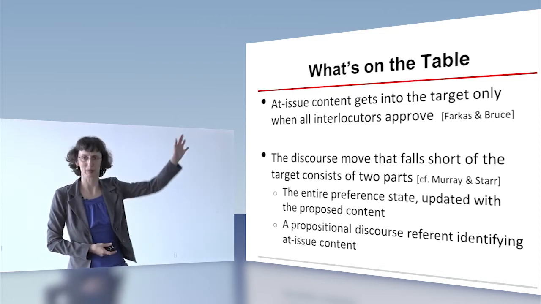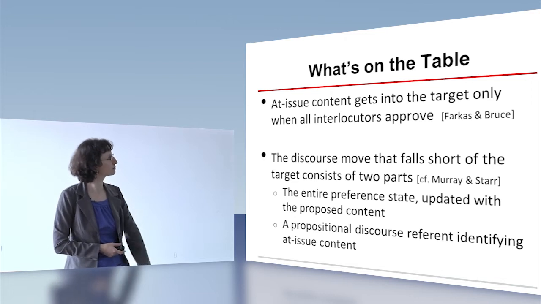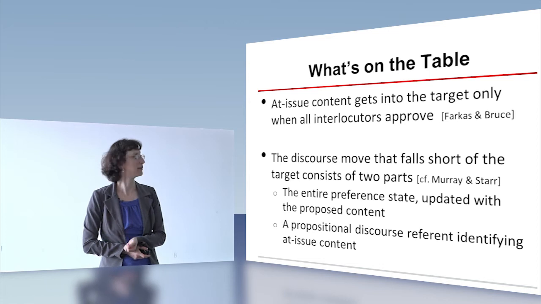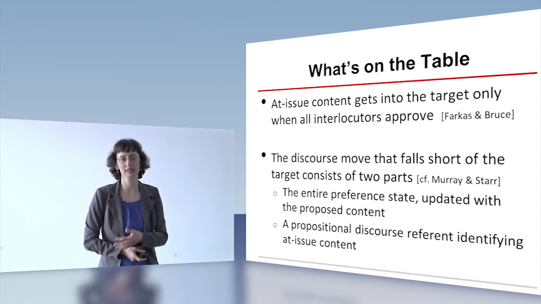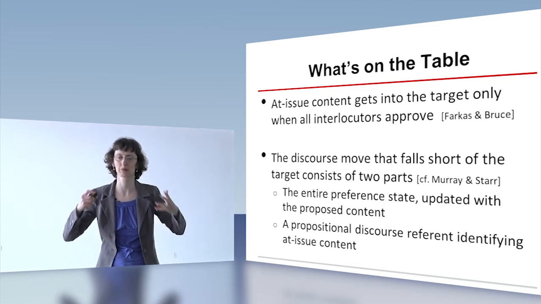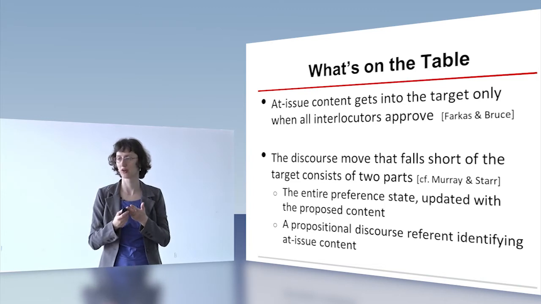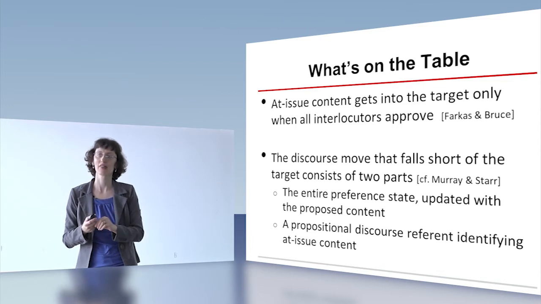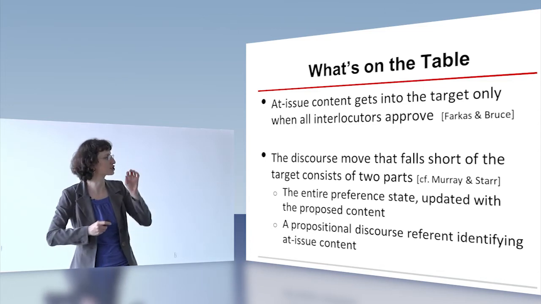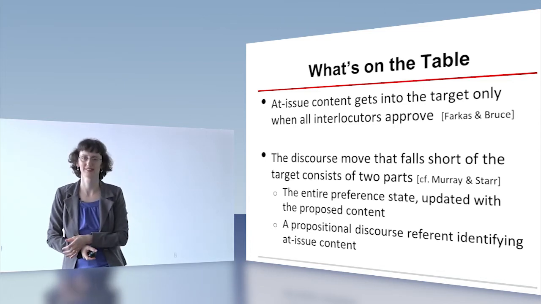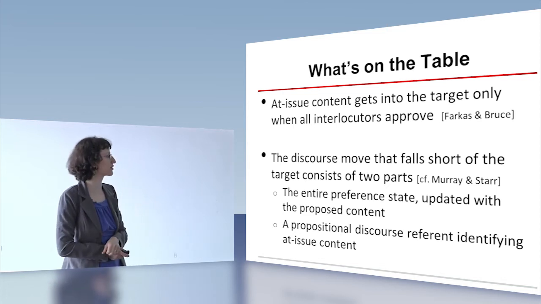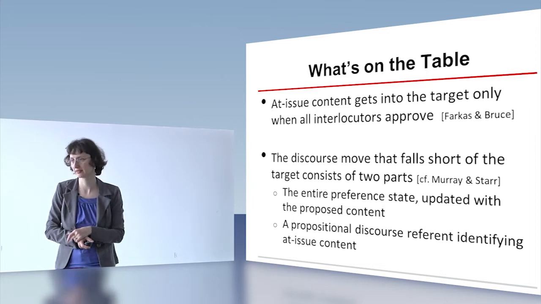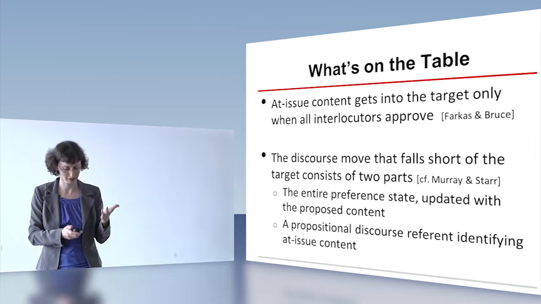Right, and that's been already proposed. So the discourse move that falls short of the target consists of two parts. One part is this entire preference state representing the proposal of here's what I want the common ground to look like. And then there is this at-issue-ness issue. And so there is a propositional discourse referent identifying at-issue content. So that's been proposed by Sarah Murray before.